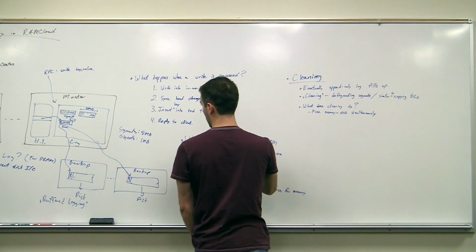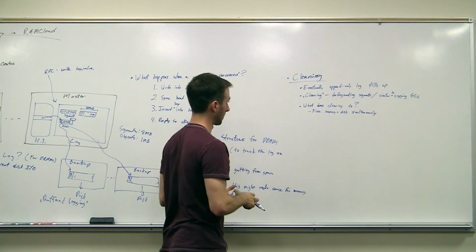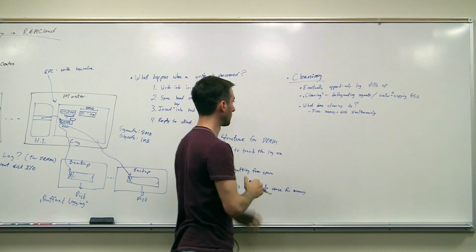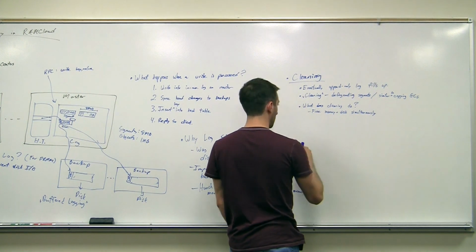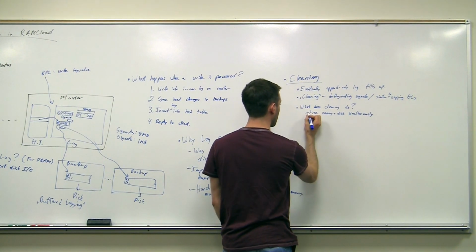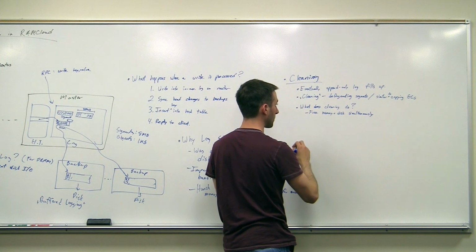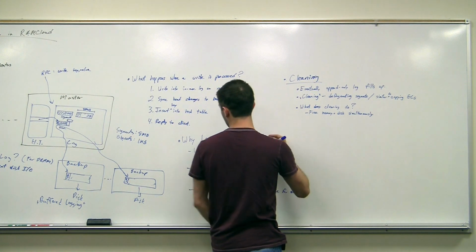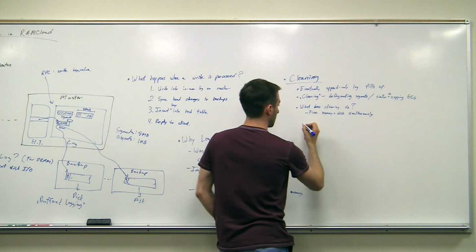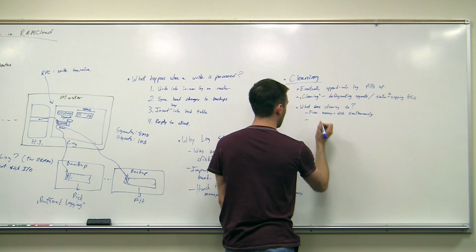In each RAMCloud master, there's an entity called the log cleaner. When you start running low on memory, or there are a few other triggers, but for simplicity, when you start running low on memory, the log cleaner kicks in and says, okay, I need to defragment segments. I need to get free space back.